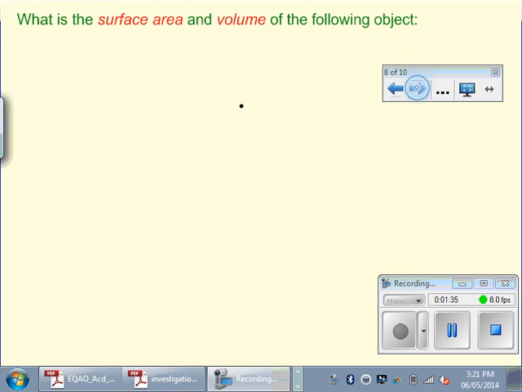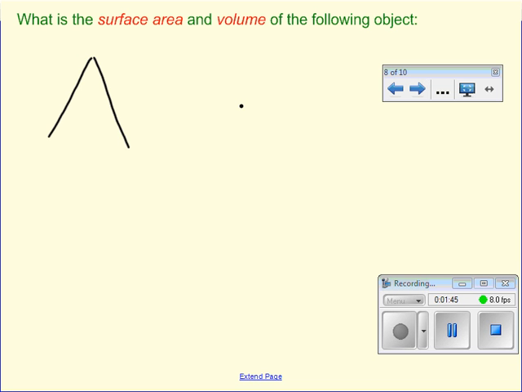First example, I want to find the surface area and volume of the following object, and I'm just going to make a basic pyramid. So, not the best drawing in the world, but you get the idea that this is a very regular pyramid. So let's pretend it's equal on all sides.